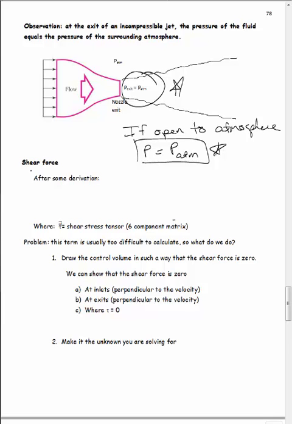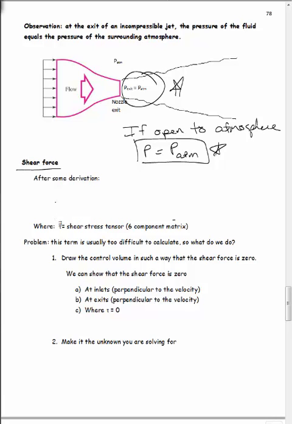Okay, shear force is the next one. So we've done pressure force. It's usually just pressure times area. If you have a free body diagram, you can see which way that's going to go. Pressure forces always point towards your control volume, right? And normal to your control volume.